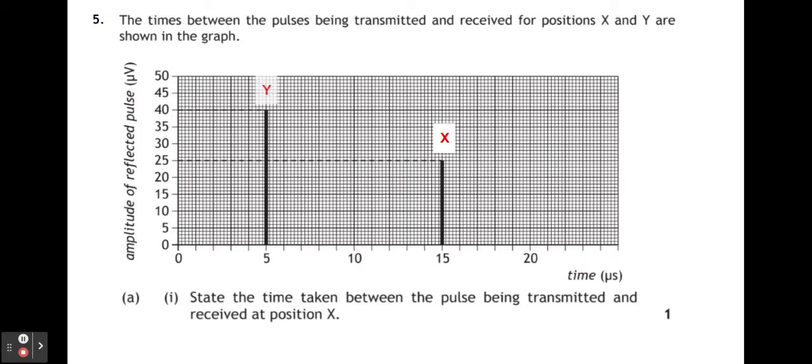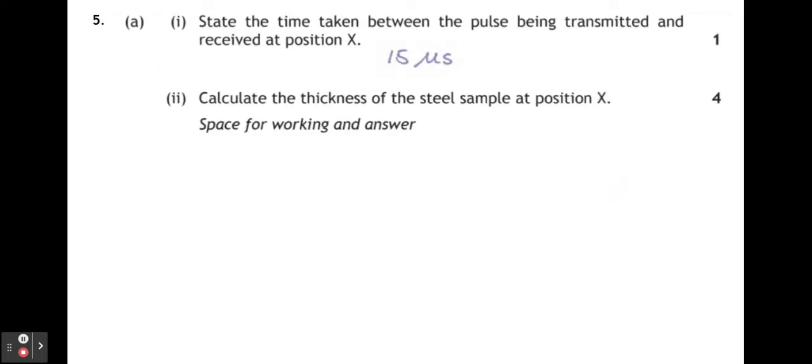The other line represents Y. It takes less time to return. The other difference, the height of these vertical lines, is because at position X, the sound wave has to travel further through the steel, and therefore more energy of the sound is absorbed within the steel. So the received wave will have a smaller amplitude. The correct answer is 15 microseconds.